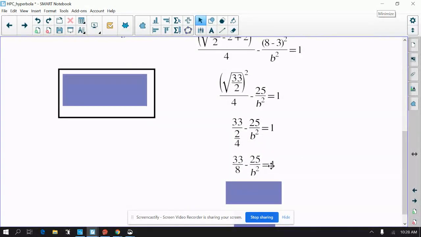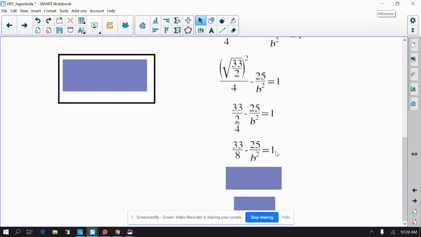And now there are lots of ways to continue here. Remember, you want to find b squared. Well, maybe you might think, let's subtract 33 over 8. That's what I did. Subtract 33 over 8 on both sides. Don't drop this negative sign.